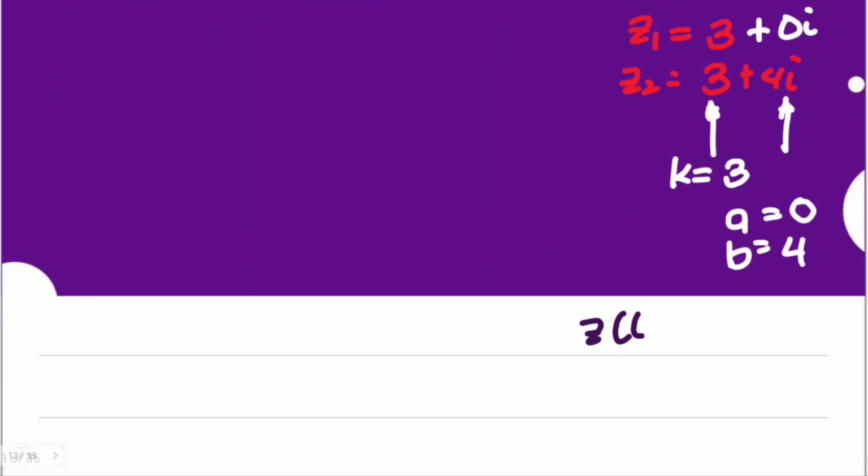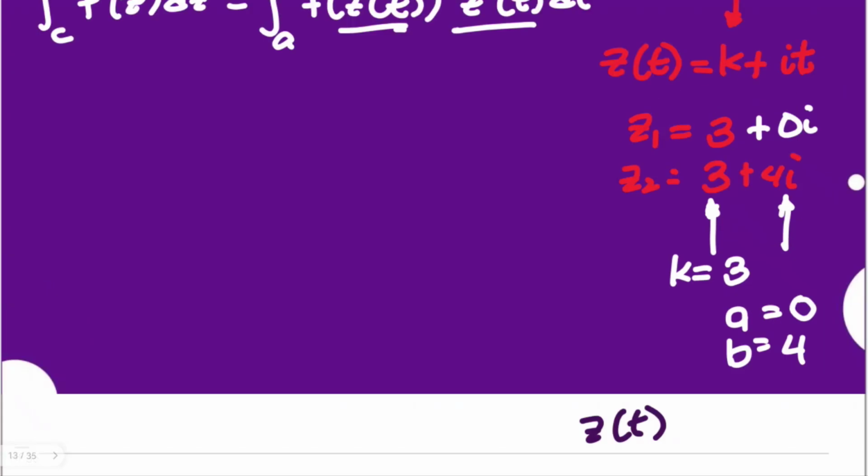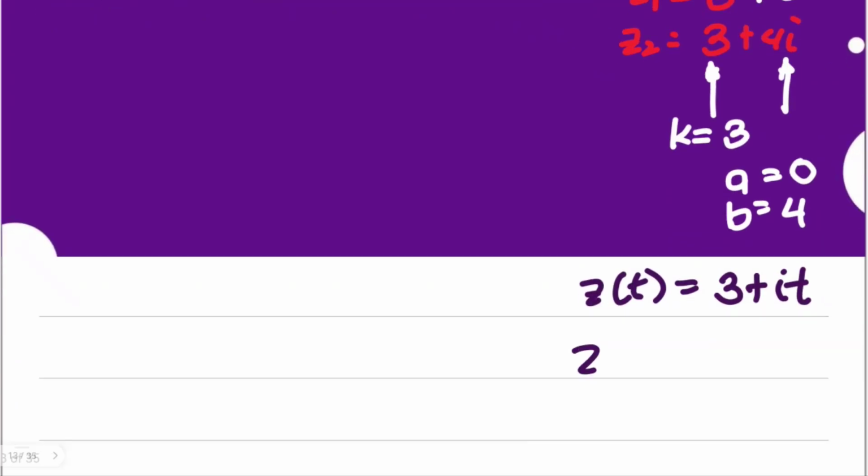For our z of t, identified as k plus it, our k is 3, so z of t is 3 plus it. This is a function of t. With that, we can now solve for its first derivative, treating all terms without t as constant. The first term, 3, derived with respect to t, is 0. And the derivative of it with respect to t, treating this as constant, is simply i. That's the first derivative of our z of t. Of course, our z of t is here.